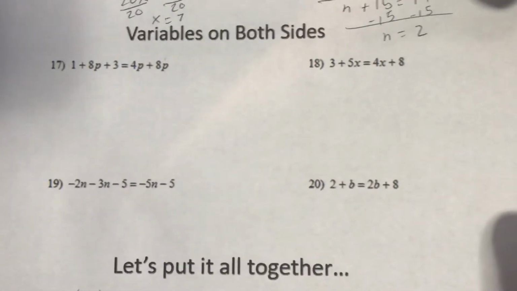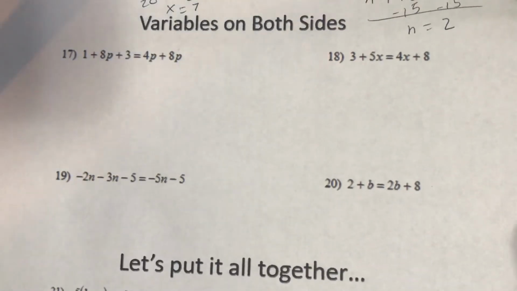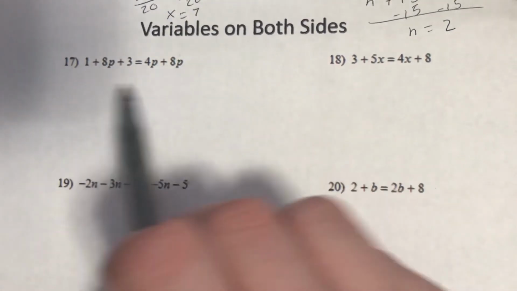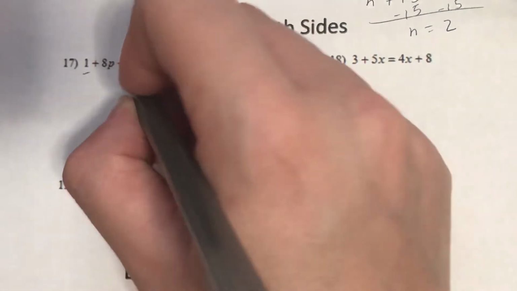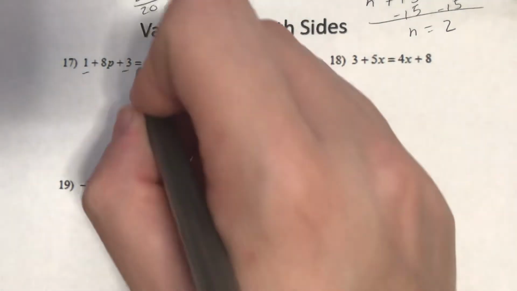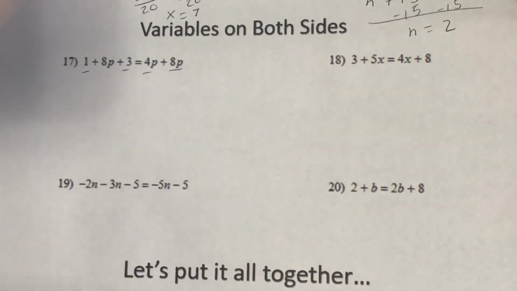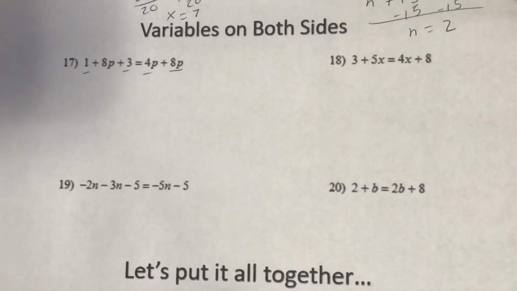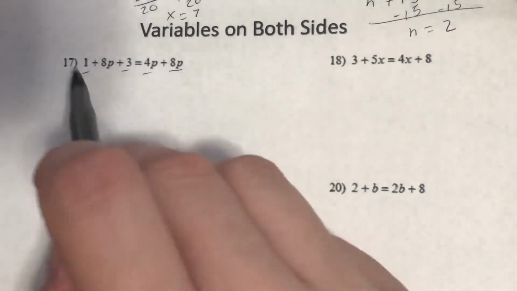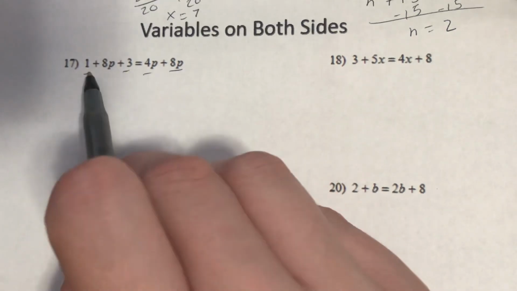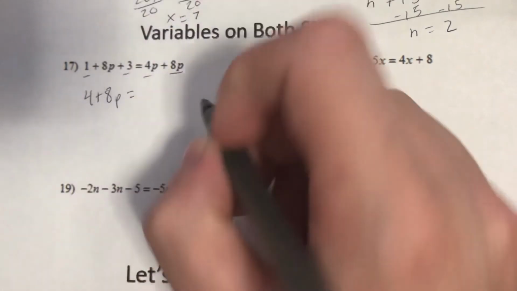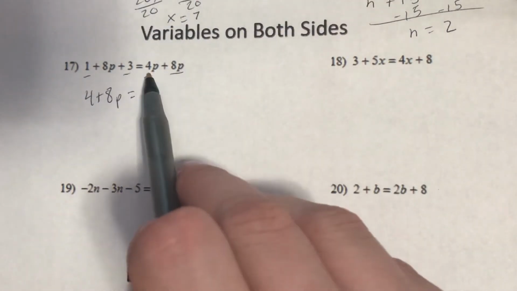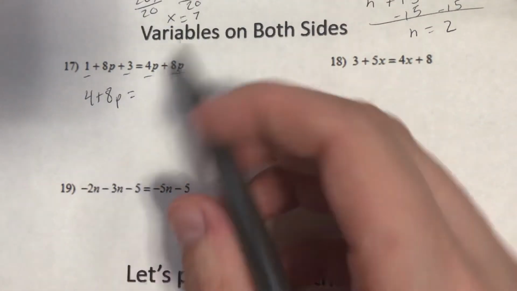All right, let's keep going. Variables on both sides. For variables on both sides, I'm going to do as much as I can to simplify it, combine like terms. We have like terms, a 1 and a 3 here. We have like terms on this side, so we can work on either side separately before putting it all together. So let's combine like terms. 1 plus 3 is 4. 4 plus 8p is equal to, and then we can add these two. 4p plus 8p is 12p.